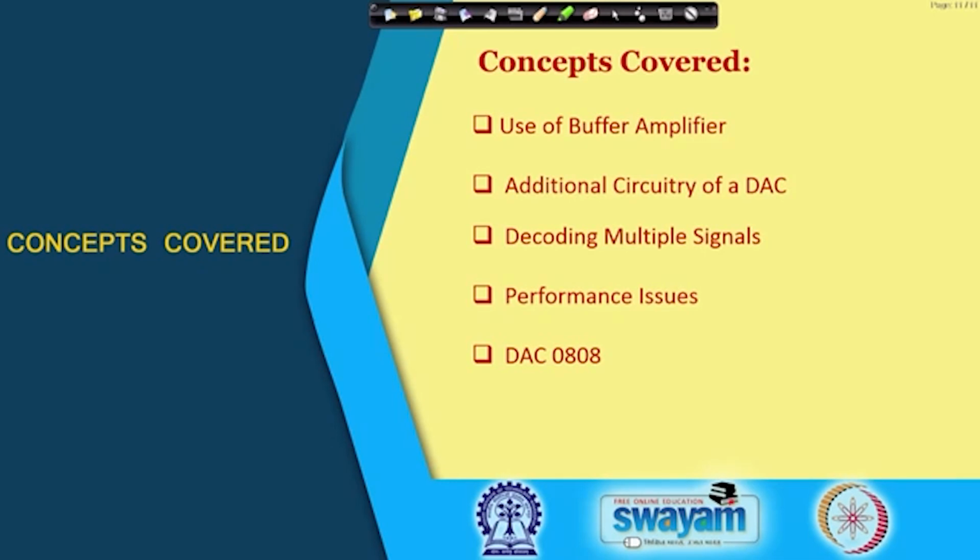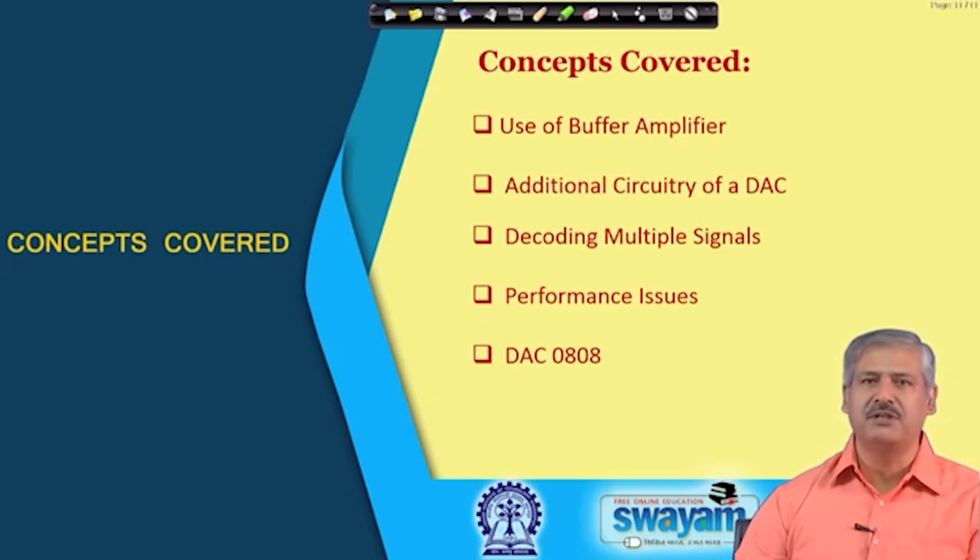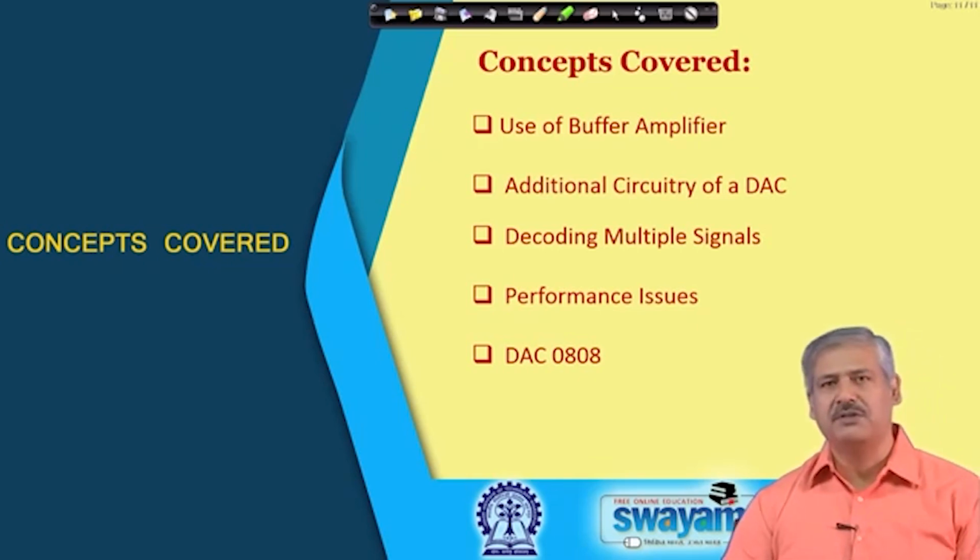Other than the buffer amplifier, there is some additional circuitry that will be required for full-fledged DAC operation. And if multiple signals need to be converted to analog, then there is one possible scheme that can reduce the number of DACs required for the conversion. We shall discuss some of the performance issues here, and take up more performance issues when we discuss ADC. Then we shall look at one practical IC, that is DAC 0808.